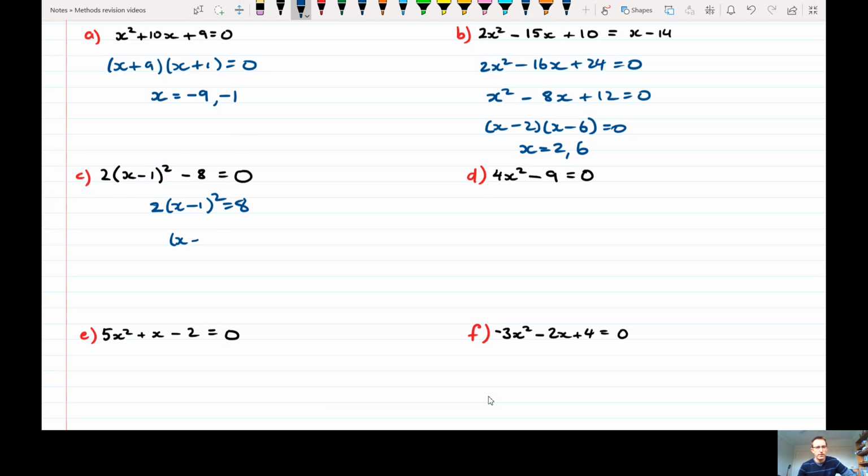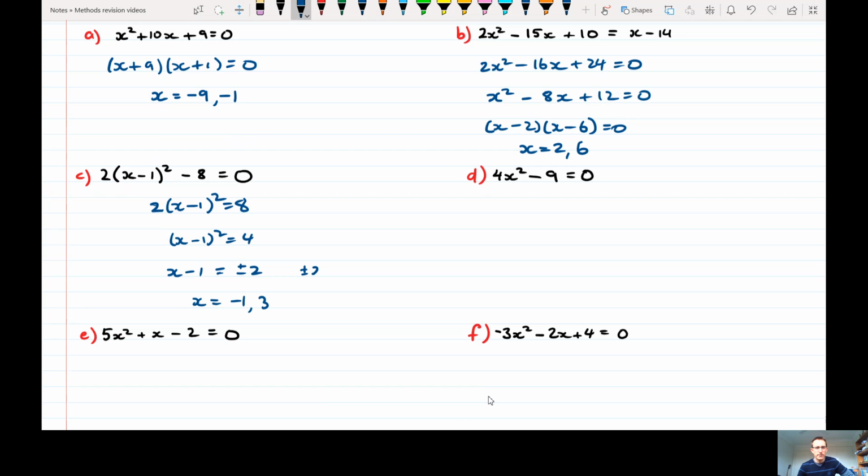divide by 2, and then get rid of the square by square rooting the 4. Don't forget, square root of 4, because we're squared here and we're undoing it, it's plus or minus, not 4, but plus or minus 2, sorry. And then we're going to add 1 across. So you're going to have negative 2 plus 1 gives you negative 1, or 2 plus 1 is 3.